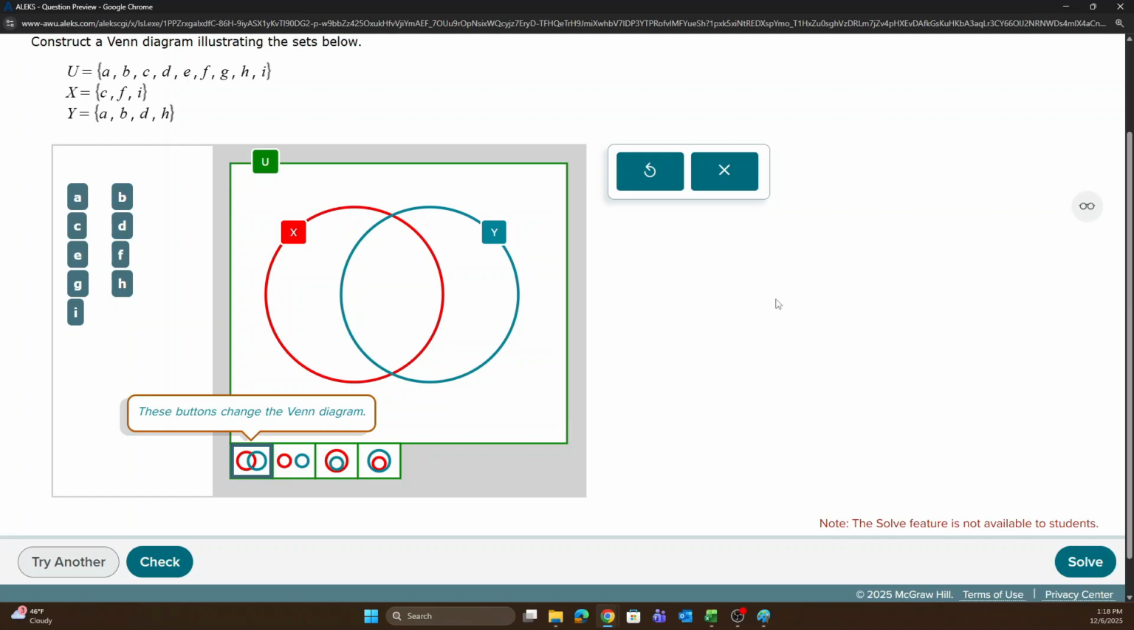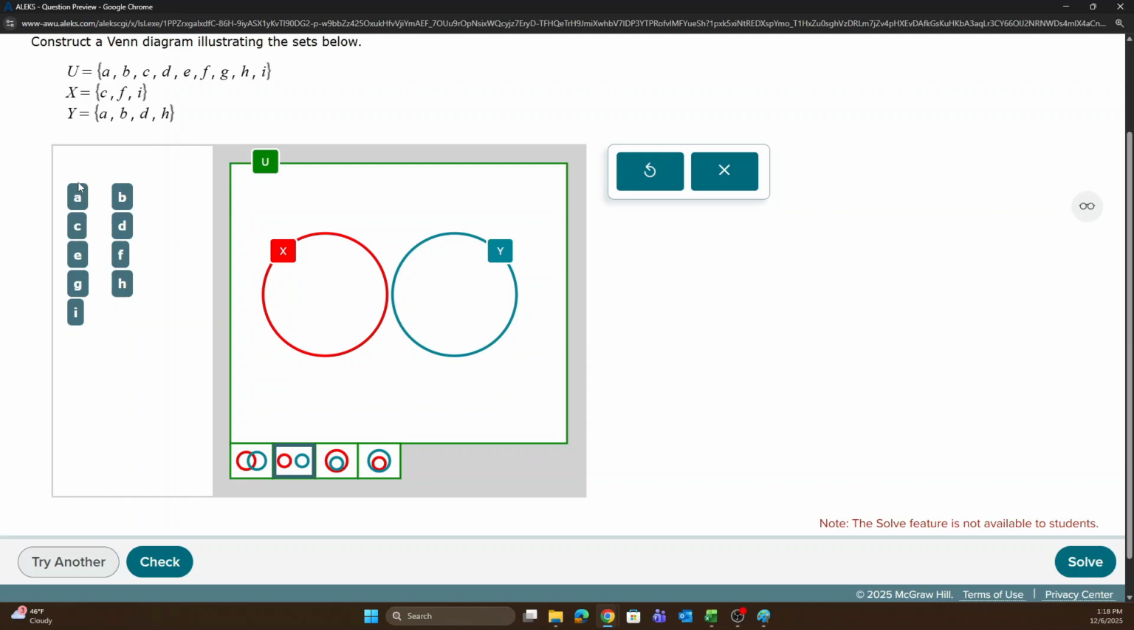Okay, so here we go. Looking at this, the first thing that we need to consider is we want to look at X and Y. And do they share any things at all? Now, I see A, B, C, D, E, F, G. They don't share anything. So when they don't share anything at all, there's not going to be any overlap like this, which means it's going to look like that.